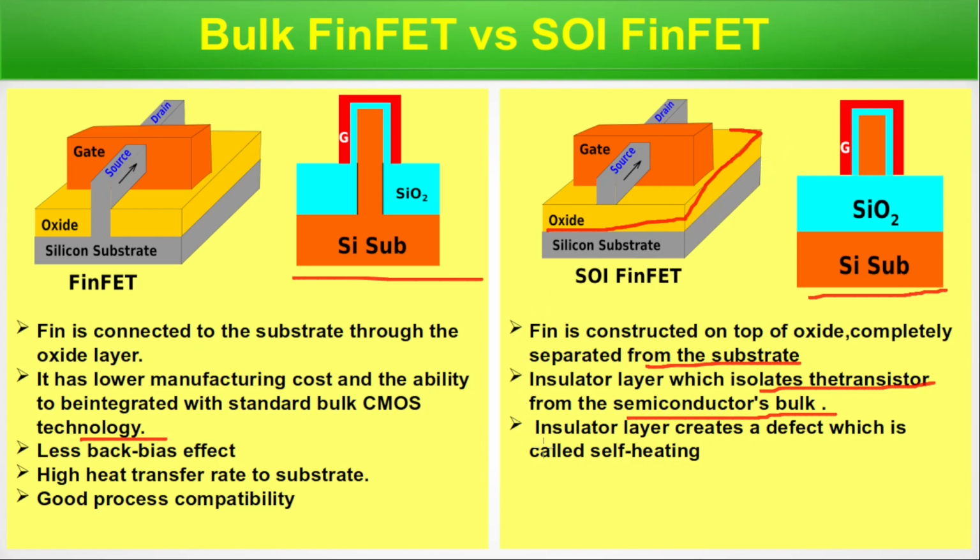And the insulator layer creates a defect which is called self-heating. Self-heating is a property of SOI because the heat generated cannot be dissipated through the substrate. So heat within the device increases when it's under operation. So here less back bias effect is there, good heat transfer rate due to substrate and good process compatibility. In case of bulk FinFET, the fabrication cost is less. So this is the comparison of these two types of FinFET. We are done with this slide. We will move to the next slide.